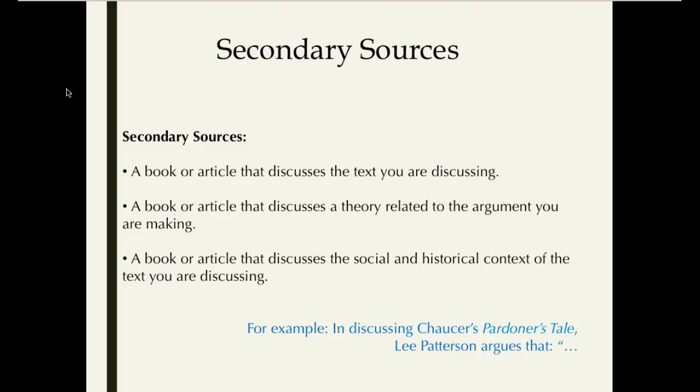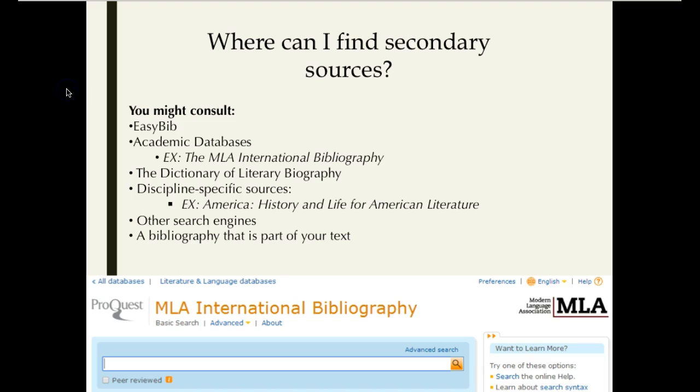So what are secondary sources? Secondary sources are books or articles that discuss the text you are discussing. They discuss a theory related to the argument you are making. Or they might discuss the social and historical context of the text you are discussing. So those are some ideas of what you can use for your source.